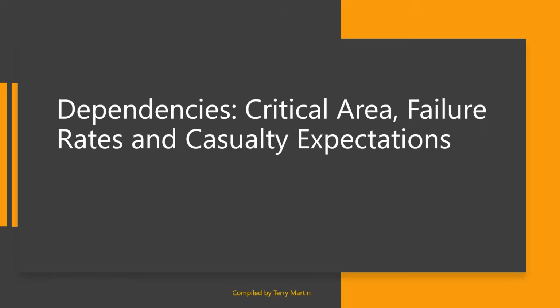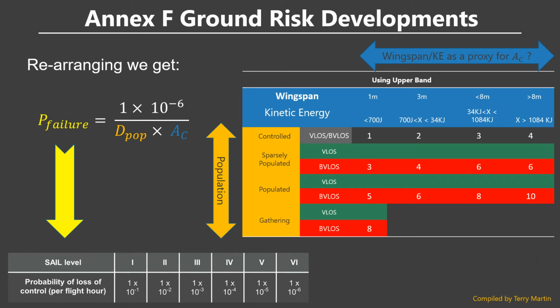All right, now on to the dependencies and I guess the meaty part of the work, critical area and its traceability, the failure rates and casualty expectations. First off, let's take that simplified formula that I showed you earlier and rearrange it a little bit. And now the focus is all about the system failure that leads to a loss of control. And basically, this is hardwired to the SAIL score.